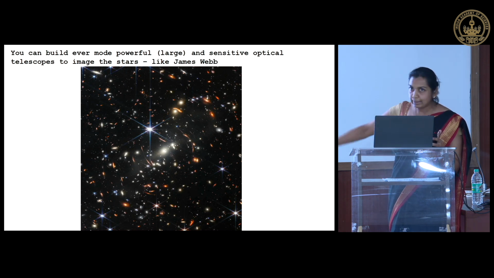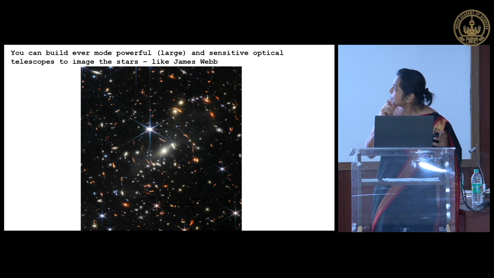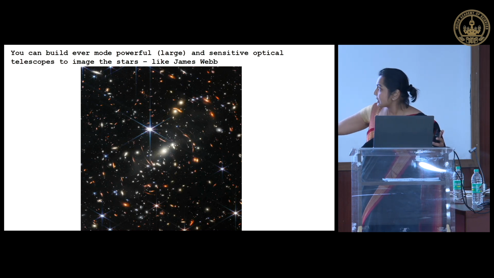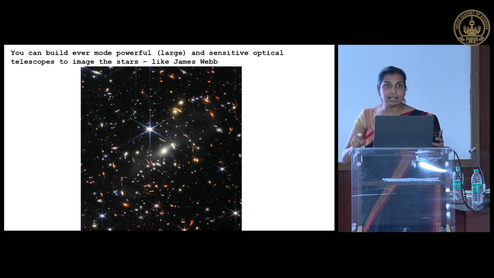And this is what's called a deep field image, okay? I don't know the exact number, but it has some 30,000-40,000 galaxies. These are not stars. Each dot you see on there is not a star, it's a galaxy, okay? And this has been imaged by James Webb.